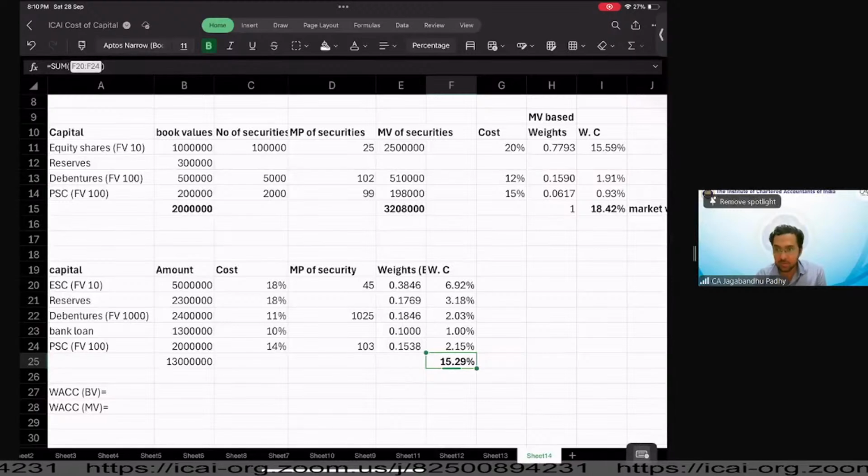Took two decimals, that became 14.98. Yes, if you take two decimals, the numbers will be different. But I would recommend you to go for 4 decimals, because that gives more or less an appropriate answer.